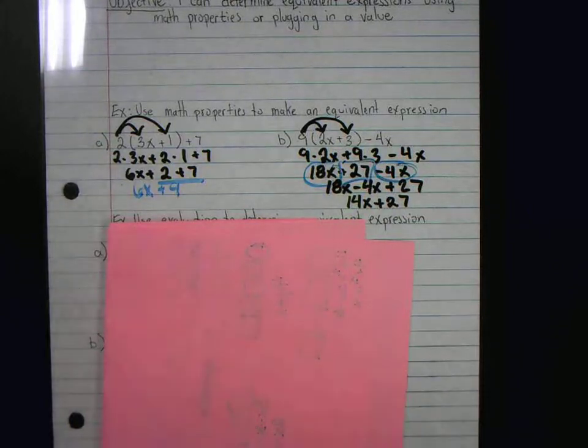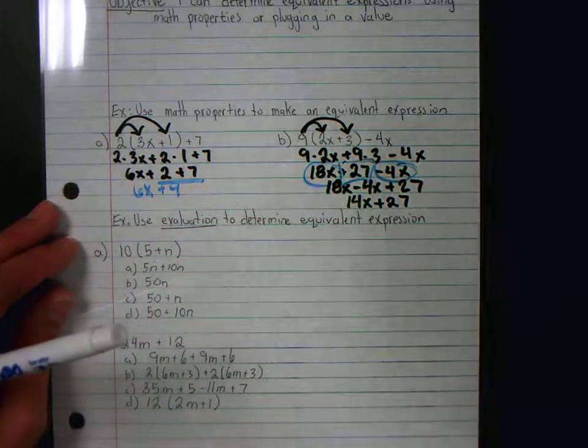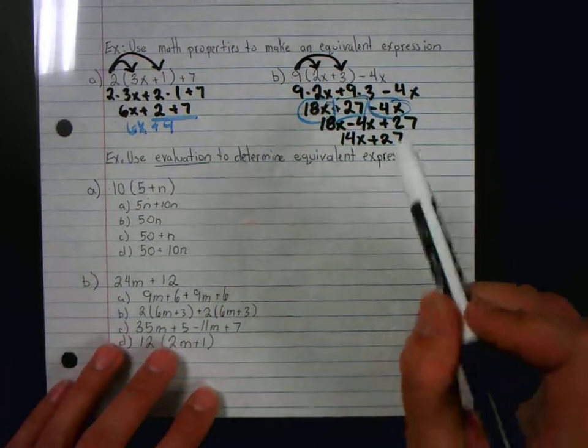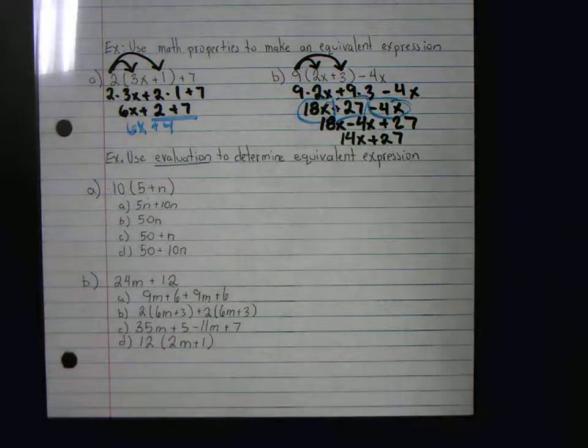So it's going to take a minute for you to copy these down. We're going to use evaluation to determine equivalent expressions. So now we're done with the properties. We're going to evaluate now. We're going to plug and check. We're going to pick a number and plug it in and see if we can find an equivalent expression.